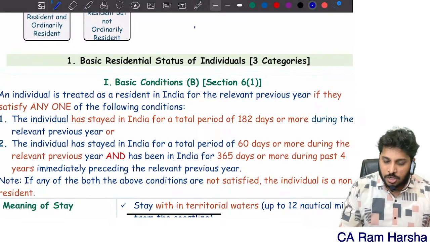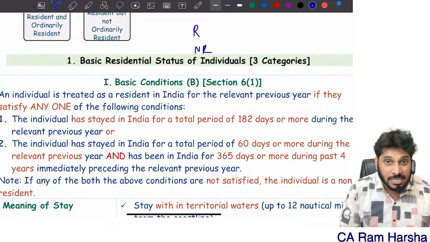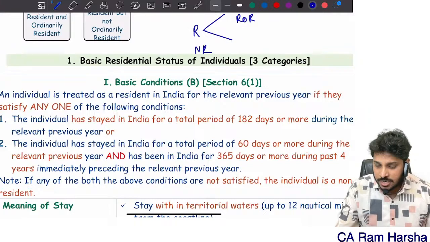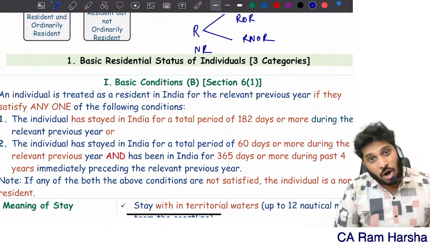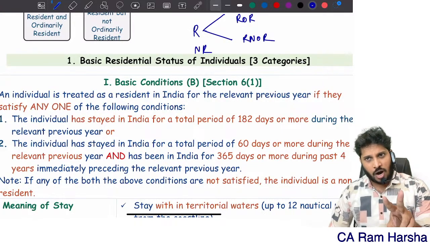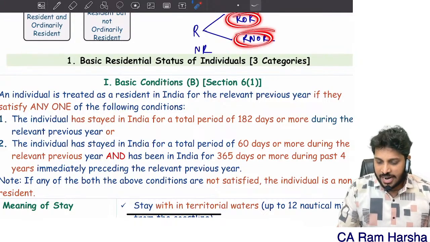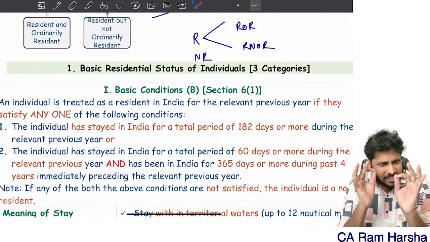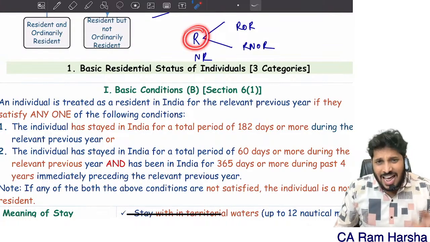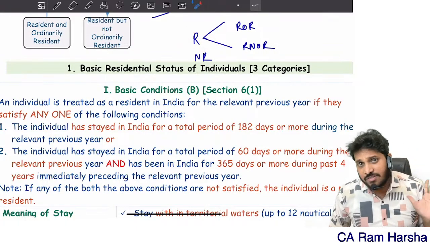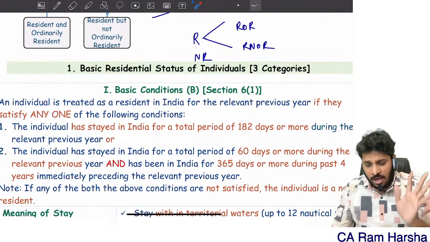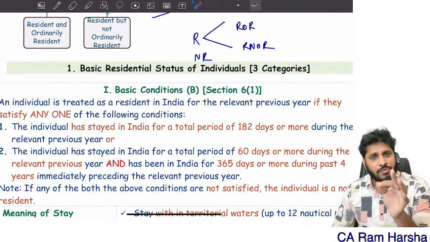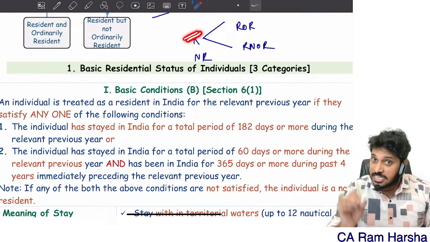See, individuals are of 2 types, either resident or non-resident. Again, residents are subclassified into 2 types: resident and ordinarily resident, or resident but not ordinarily resident, either ROR or RNOR. 2 different categories are there, and the third one is non-resident. 3 categories. Now, first let us understand whether an individual is a resident or not. First let us understand when an individual will be a resident.